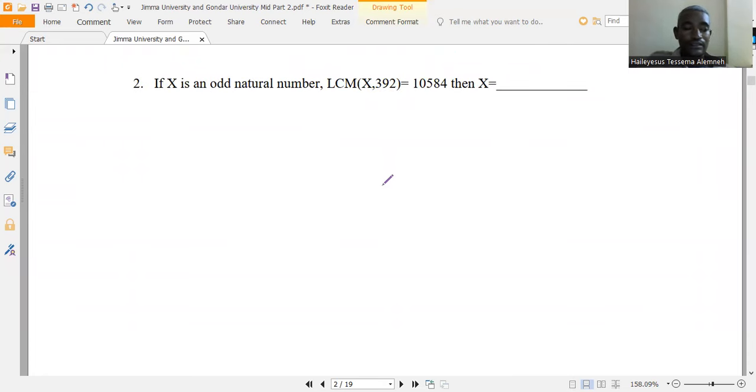The next question: if x is an odd number, the LCM of x and 392 is equal to 10,584, then what's x? We are asked to find x. The LCM of x and 392 is given as 10,584, so how do we find it? To find x, let's first do the prime factorization.